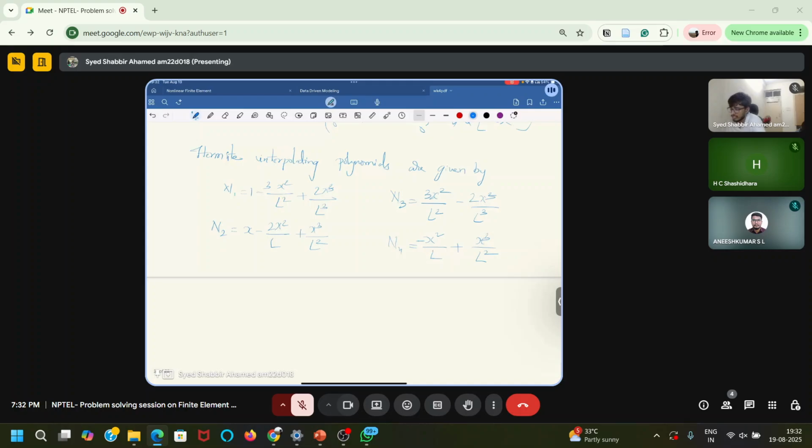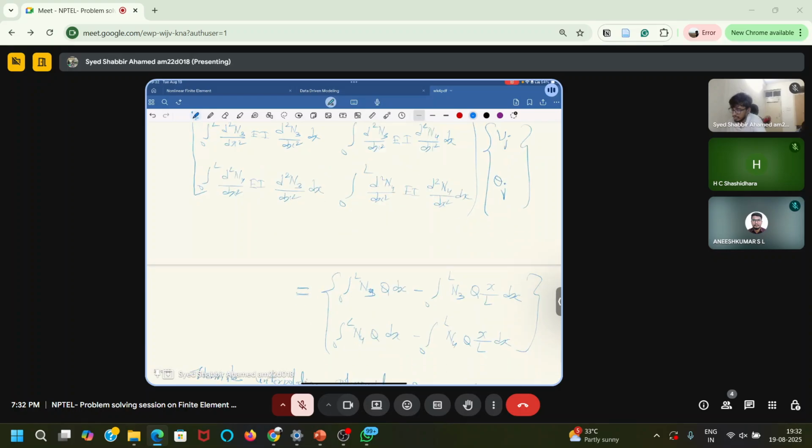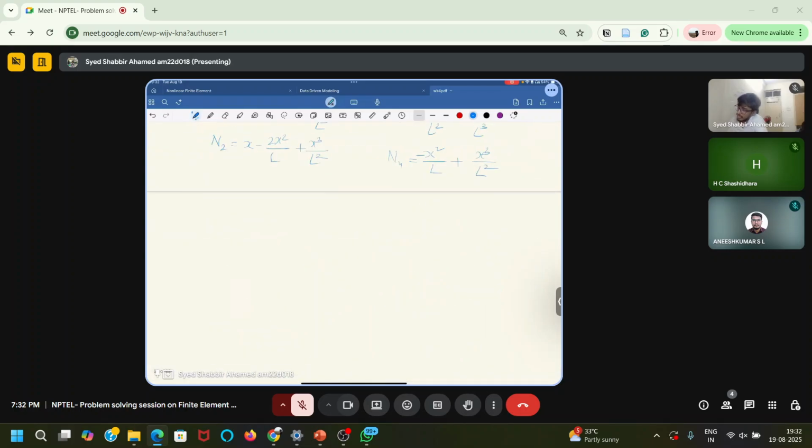So now if I substitute this N1, N2, N3, and N4 in this algebraic system and integrate it, after performing the integration, I will get this matrix, which will be equal to EI into 4 by 9, minus 2 by 3, minus 2 by 3, 4 by 3, into Vj theta j, is equal to Q into 0.45, minus 0.30.